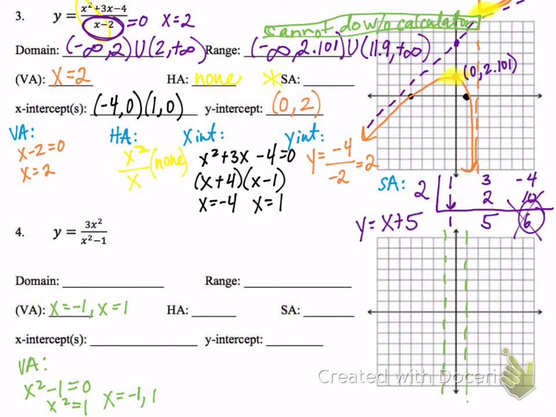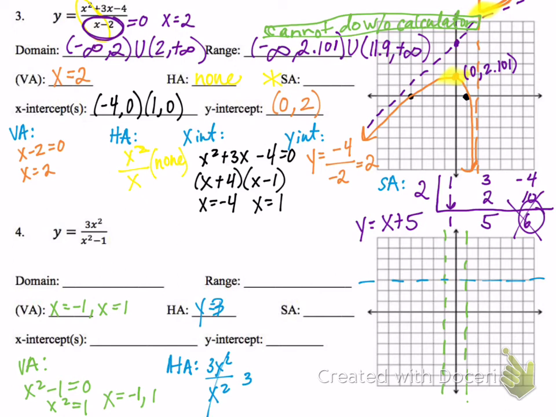And my horizontal asymptote, I look at the degrees. So I have 3x squared over x squared. My degrees, are they different or are they the same? The same, so they cancel out and I just get 3. So y equals 3 is my horizontal asymptote. Like this.